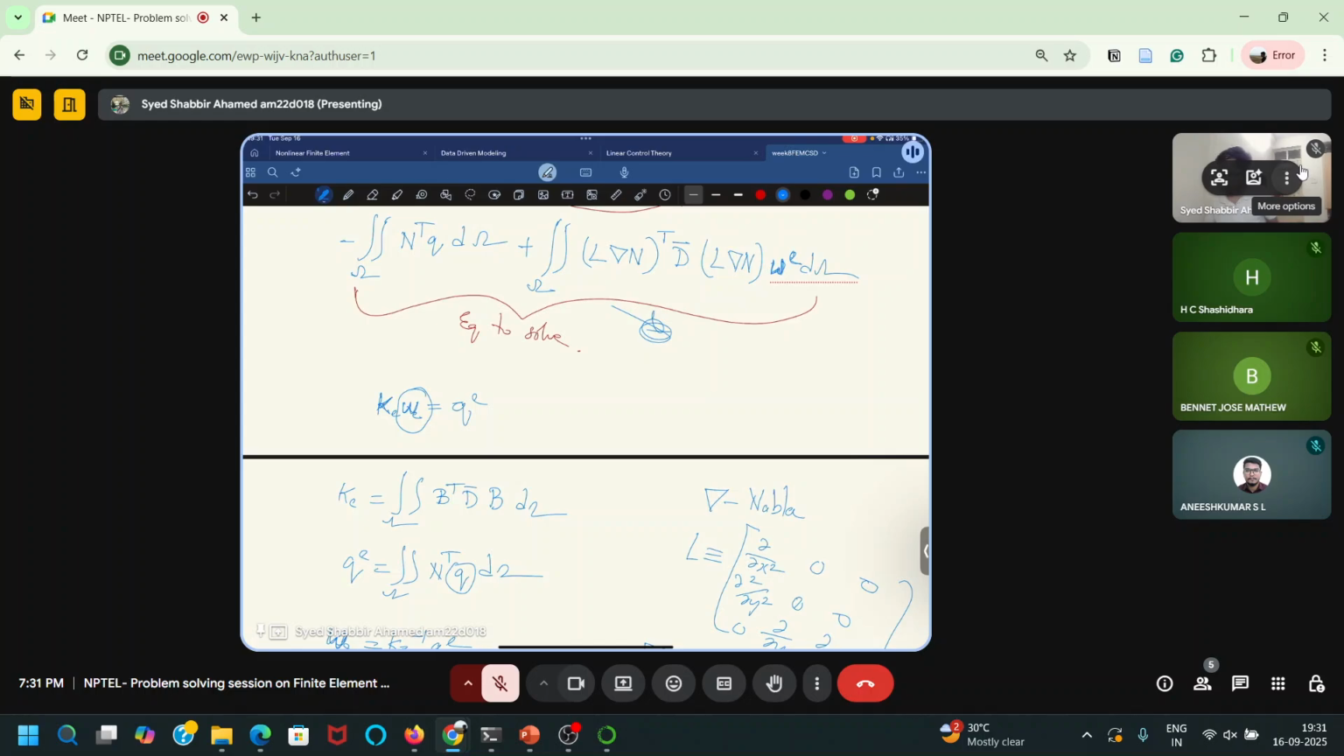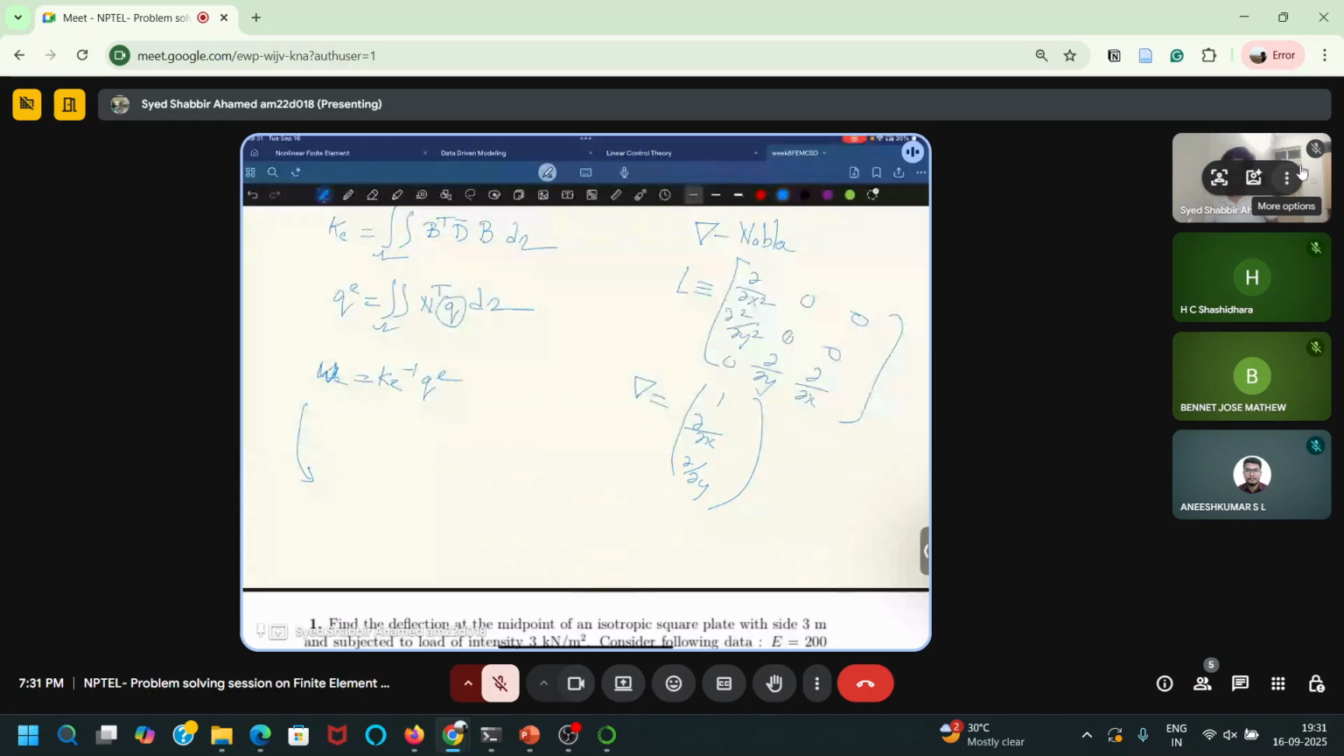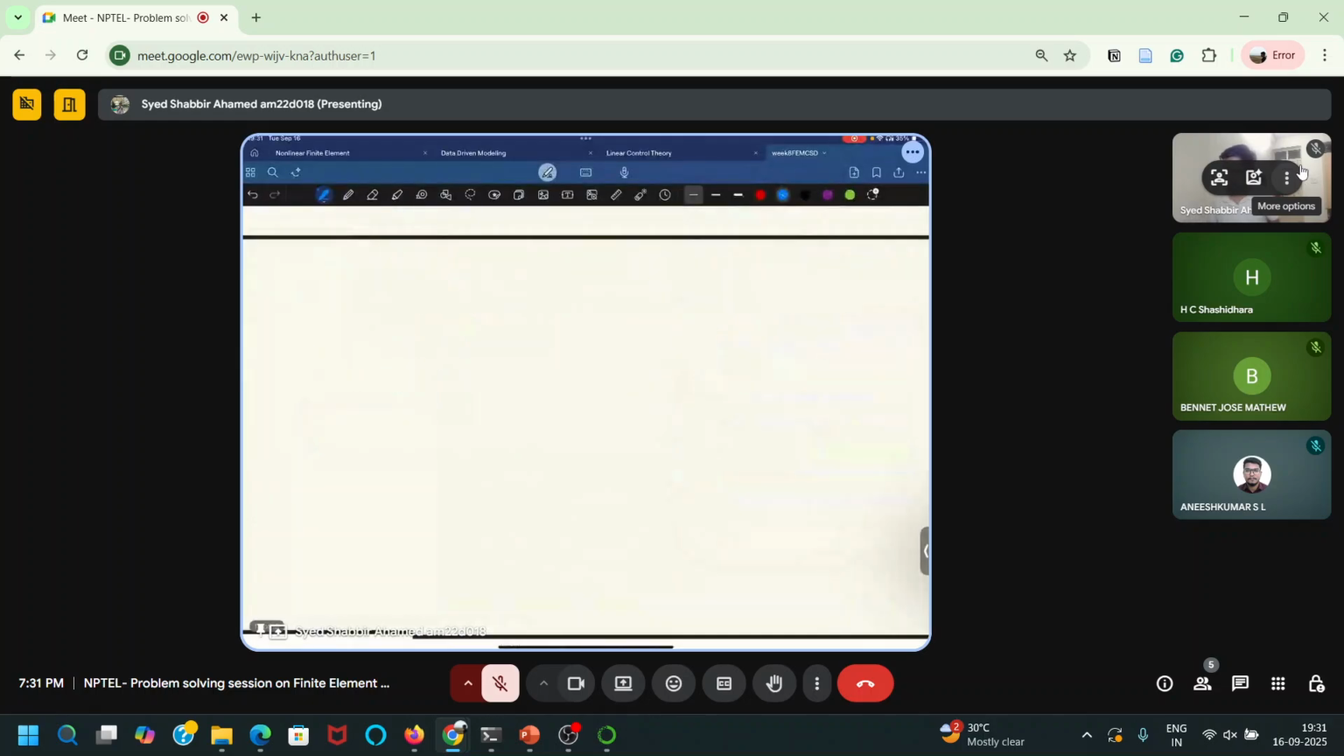The first step is you have to find out the shape functions. So first we have to find out the shape functions.